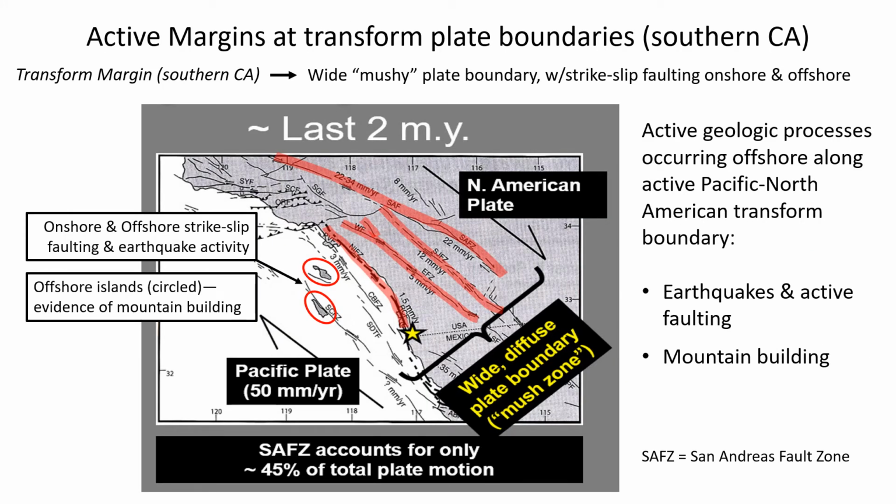Another style of active margin is what's called a transform style margin. And the main place on Earth today where we have a transform style active margin is right off of our own coast. The coast and the seafloor just off the coast of Southern California can be described in terms of a sort of wide, mushy transform plate boundary. So onshore, we have all of these active faults. These are the faults that I've highlighted in red.